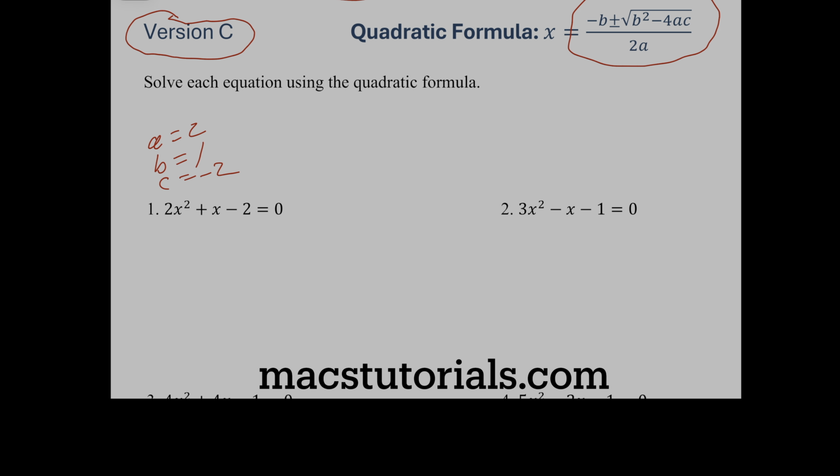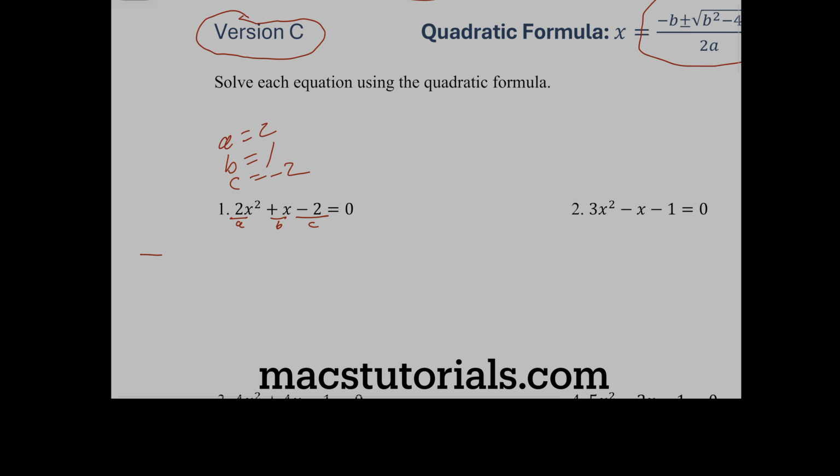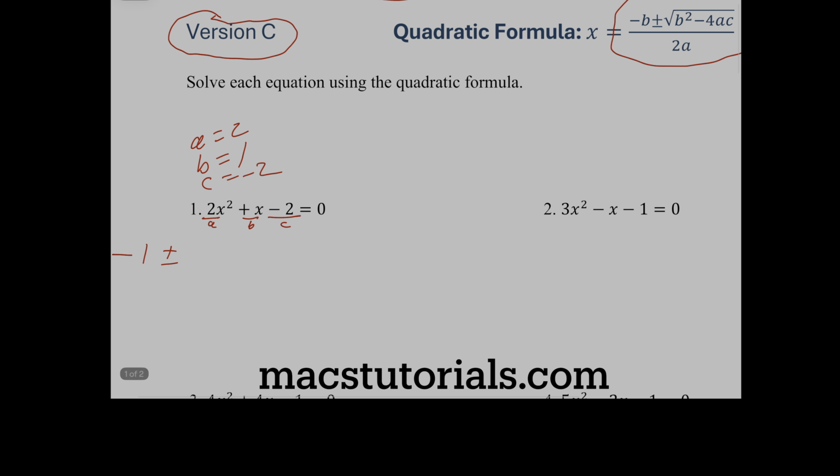Now, I explained this earlier, but just to make sure, this is the first problem: this is your A, that is your B, and that is your C. Whatever's in front of the x squared is your A, whatever's in front of the x is the B, and whatever the number is floating out is going to be your C. Now we're going to put it in opposite of B, which means change the sign of the B, okay? So it's going to be a negative 1 plus or minus, let's keep that there, the square root of B squared minus 4 times A times C all over 2A.